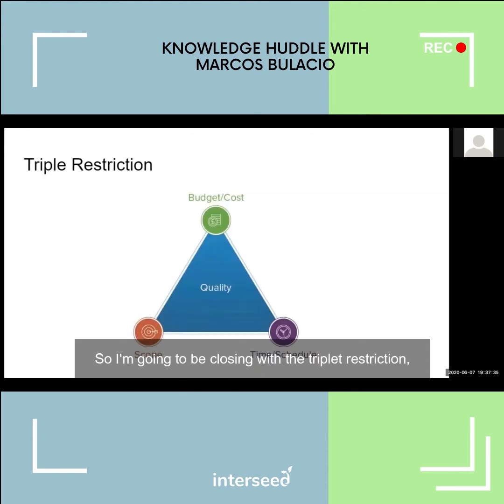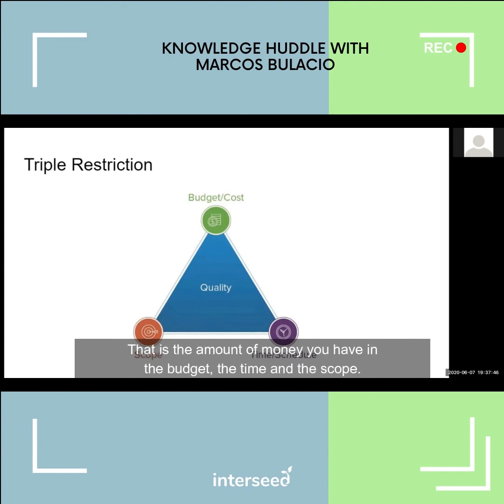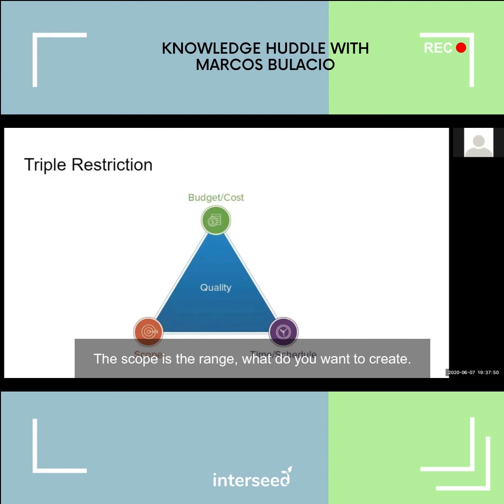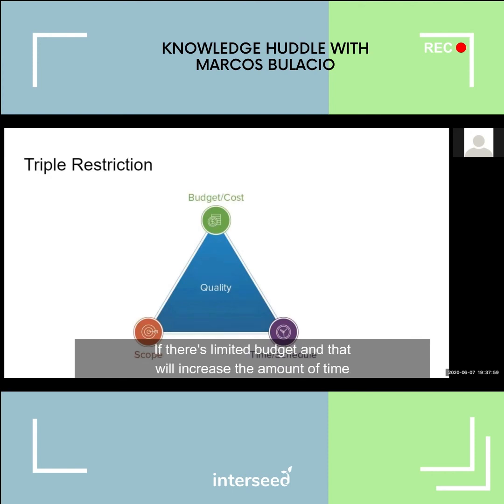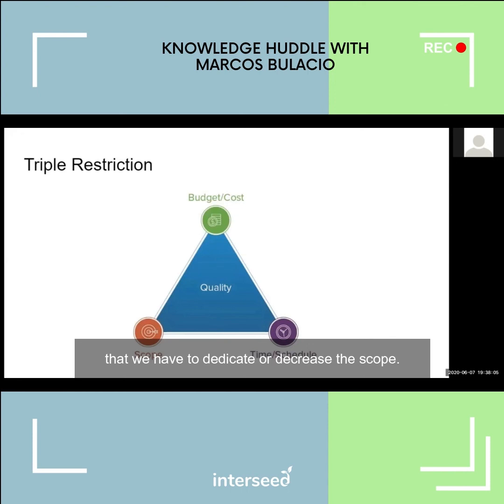So I'm going to be closing with the triple restriction. There are three main components in every project. That is the amount of money you have, the budget, the time, and the scope. Scope is the range. What do you want to create? If there's limited budget, then that will increase the amount of time that we have to dedicate or decrease the scope.